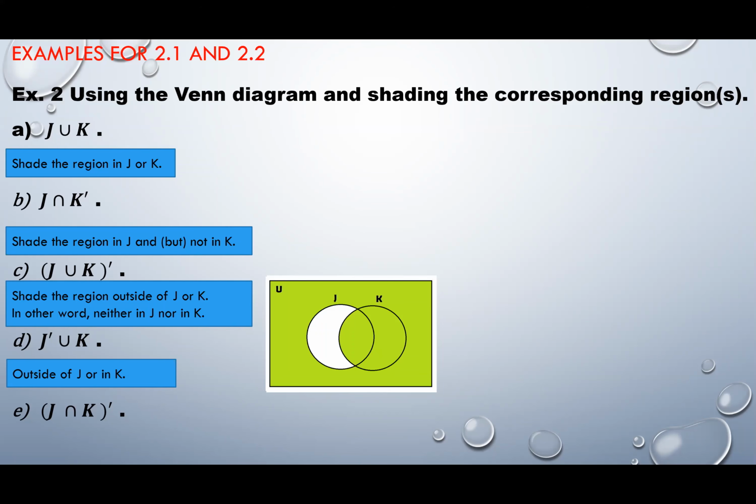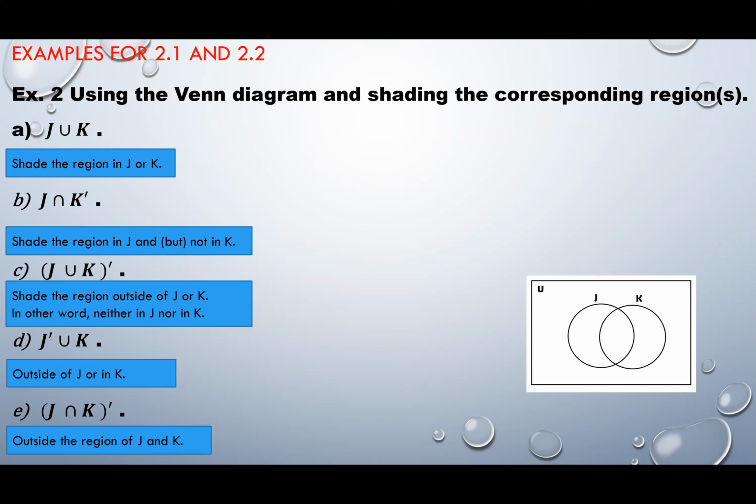And one thing I tell my students is the union, as long as you shade it, as long as you touch it, you use it. The intersection, in order for you to use it, you have to double shade it. You have to overlap, okay? That's what the intersection is. Where do they overlap?